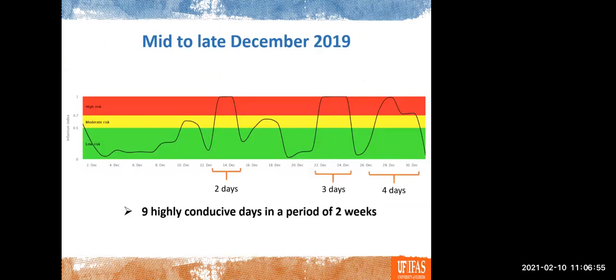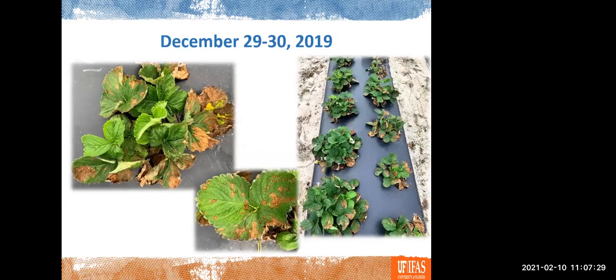And that's basically what we had also as far as conditions in mid to late December in 2019. We basically had a period in December 2019 for 2 weeks, starting around December 14 all the way to the end of December, where we had 9 days where conditions were highly conducive for disease. Those will be those peaks here at the top. And that was just in a period of 2 weeks. And after that period, we basically saw this in the fields, a lot of leaf spotting and blighting of the leaves.